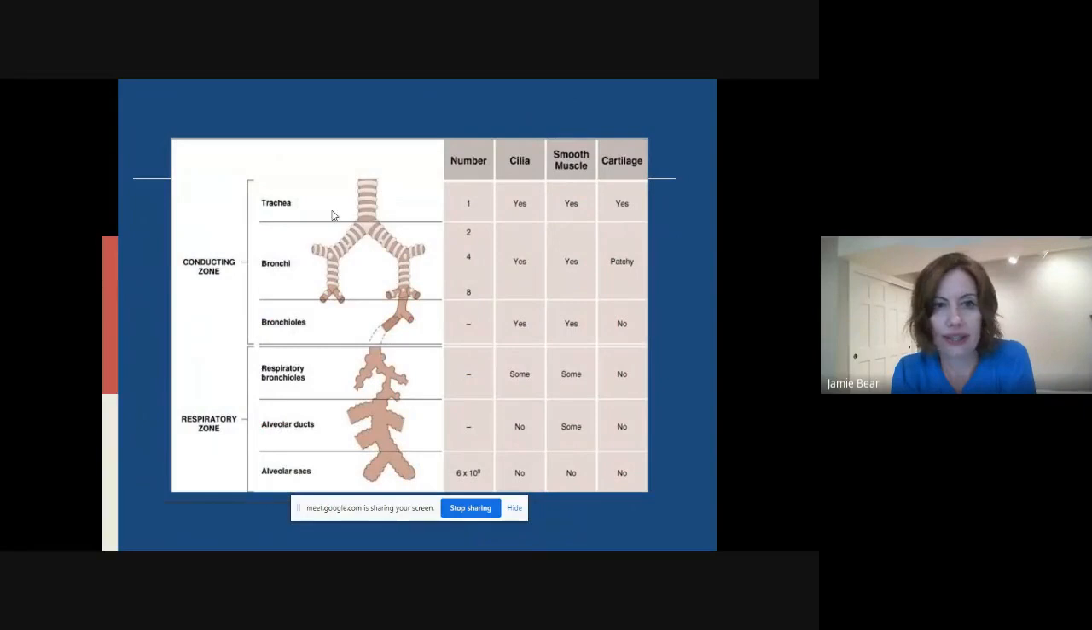So once again, this is our conducting zone where it's dead space, so there's no gas exchange taking place. And then here at our respiratory zone, this is where our pulmonary vascular system and our pulmonary blood supply takes over, and this area is where external respiration takes place.